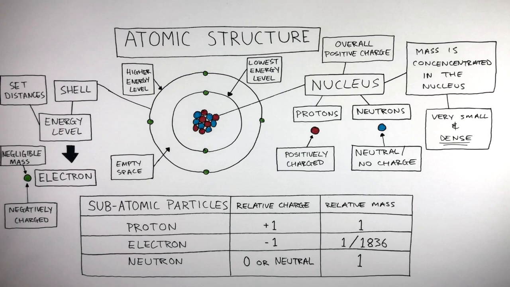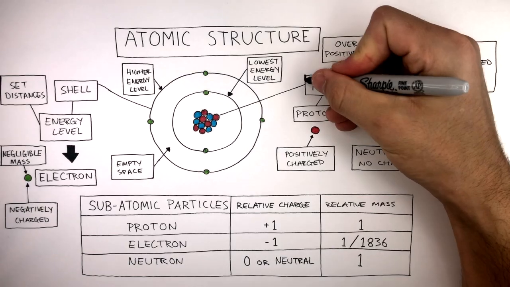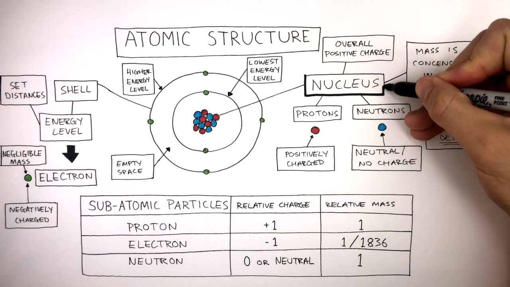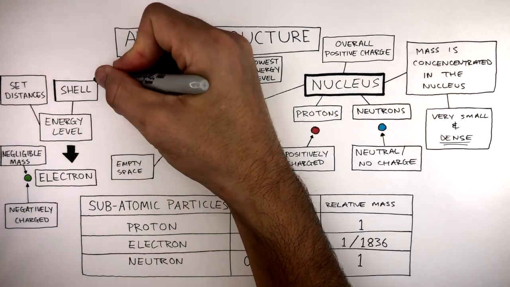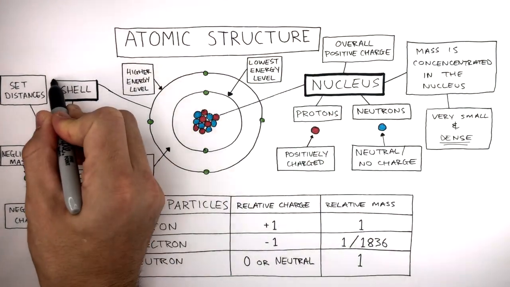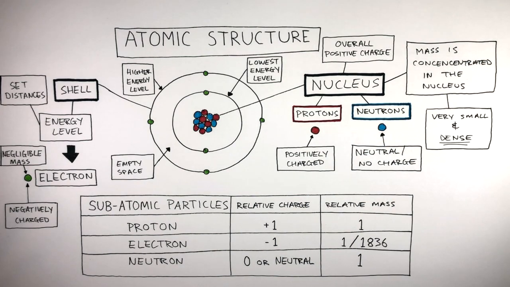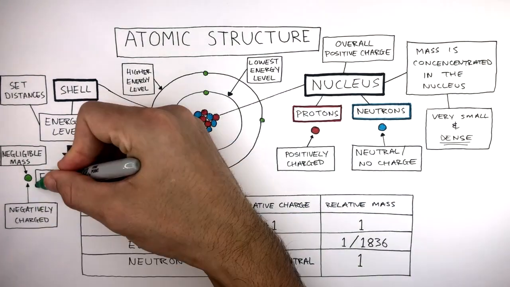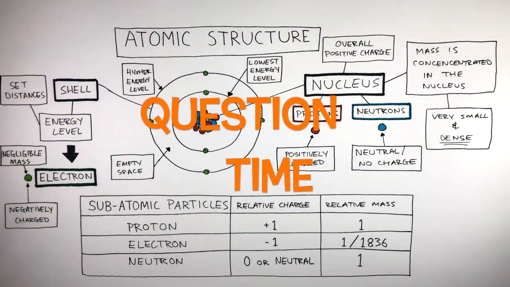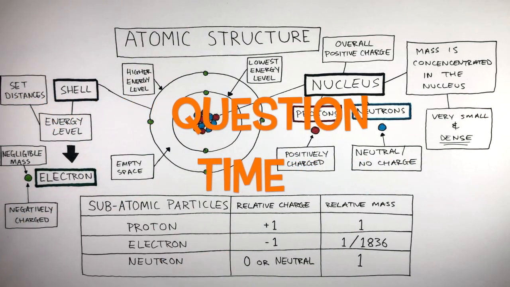So to summarize the atomic structure, the nucleus is at the center of the atom. The shells surround the nucleus. Protons and neutrons are found in the nucleus, and electrons are found in the shells. It's question time. Attempt these questions to check your understanding.